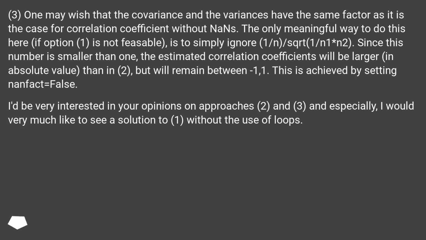Three, one may wish that the covariance and the variances have the same factor, as is the case for the correlation coefficient without nans. The only meaningful way to do this here, if option 1 is not feasible, is to simply ignore the factor 1/n / sqrt(1/(n1 n2)). Since this number is smaller than 1, the estimated correlation coefficients will be larger in absolute value than in 2, but will remain between -1 and 1. This is achieved by setting nan_fact equals False.